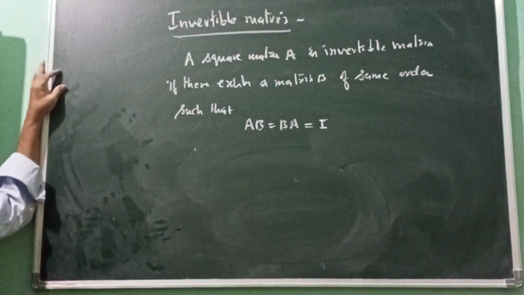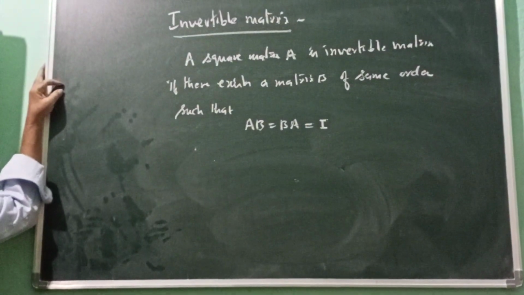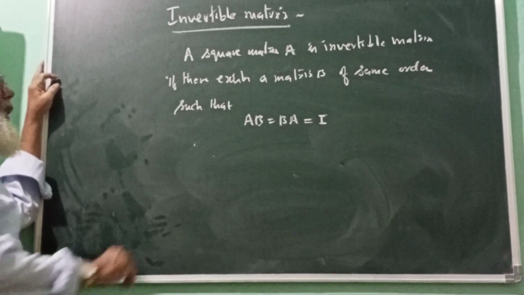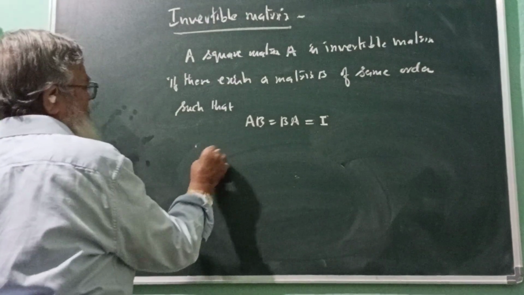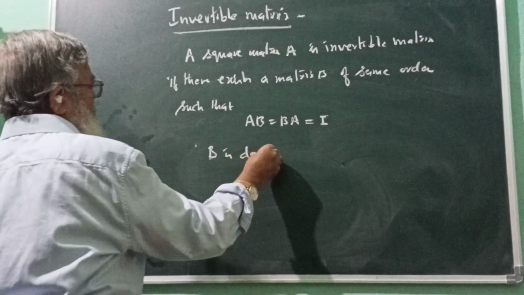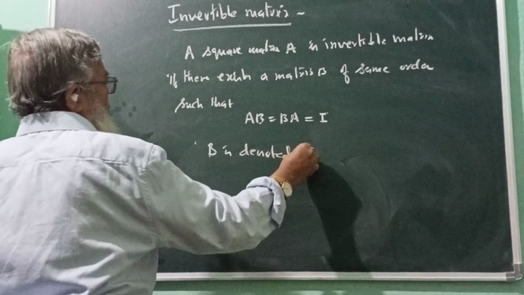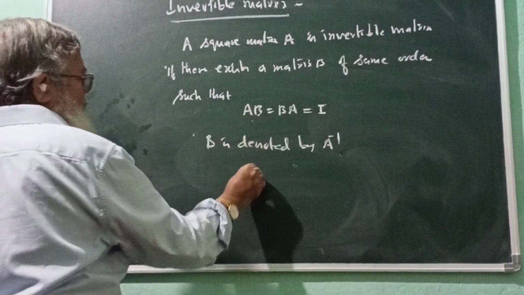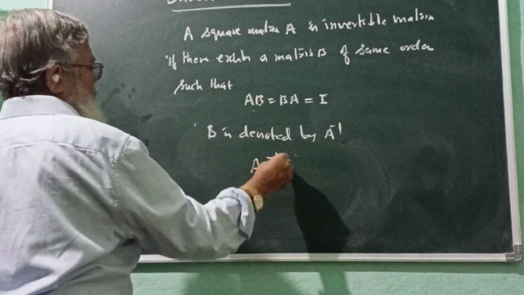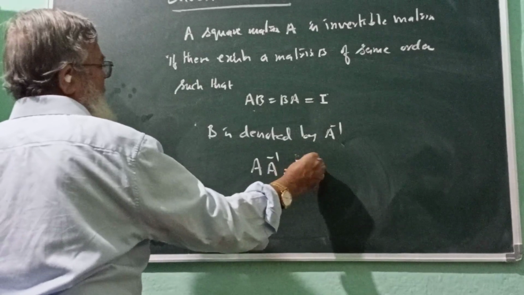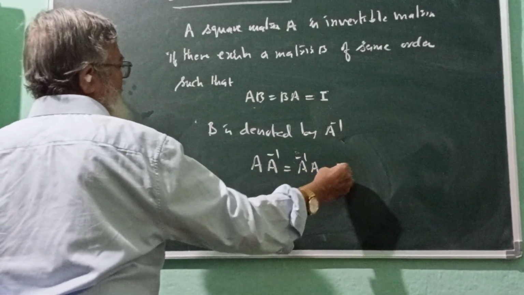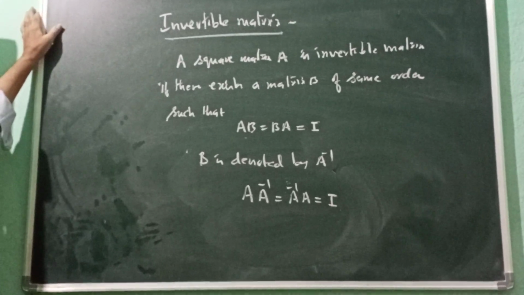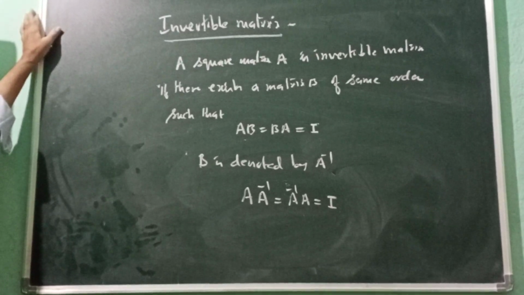That means if the product of two matrices is the unit matrix, then both will be inverse of each other. And B is denoted by A inverse. So we can write, substituting the value here, A into A inverse or A inverse into A is equal to I. That is the relation for the invertible matrix.